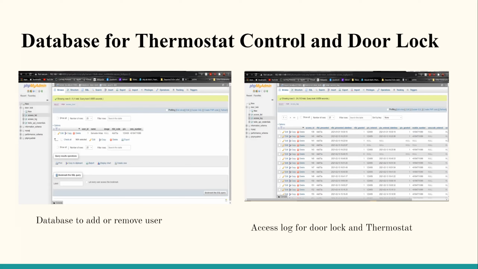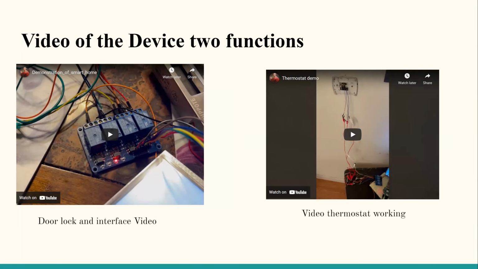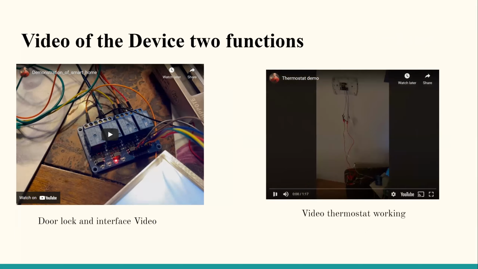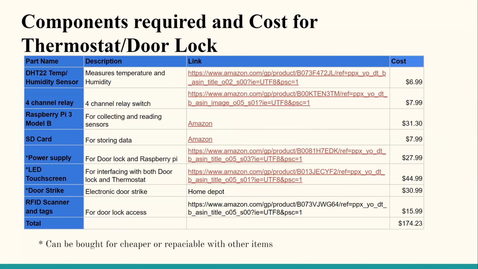And it's there for the user to see who's trying to get inside of the house or try to fiddle with the thermostat, usually for the nosy dads or controlling dads. Here we have 2 videos. One is just showing the door lock working and the other one showing the thermostat working. Next slide, please. And then we have the total cost of the entire setup.